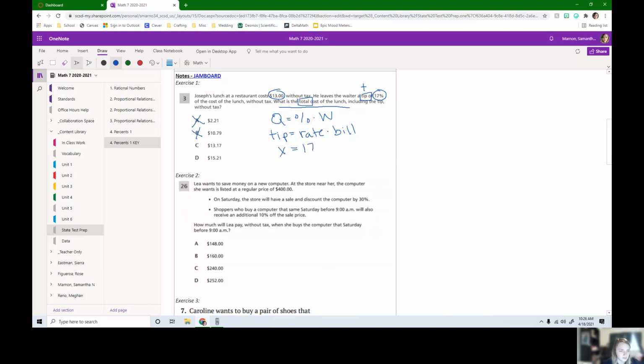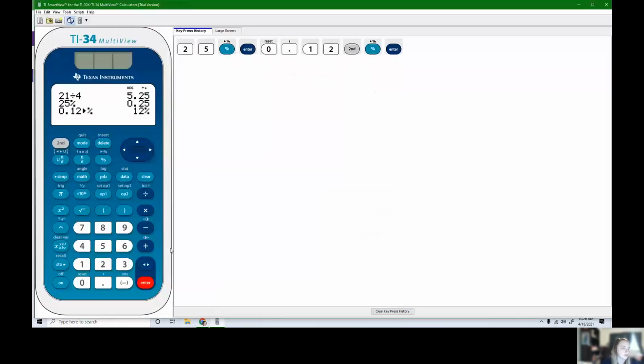We know it's 17% and our bill is multiplied by 13. So you can either change 17% to a decimal and use 0.17, or we can type this right on our calculator as is. 17% times 13. Make sure we're hitting that percent key. So 17% times 13. And we get $2.21.